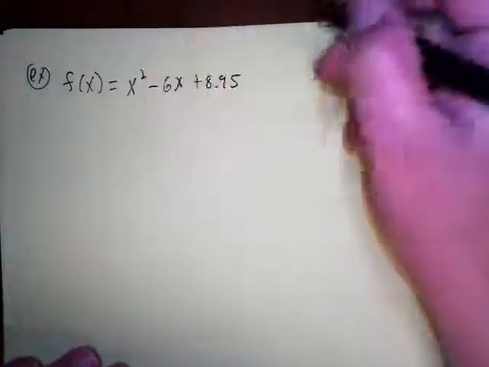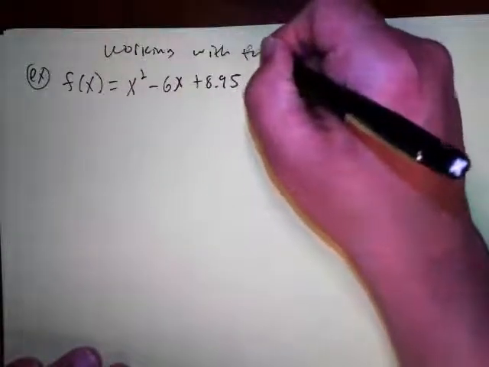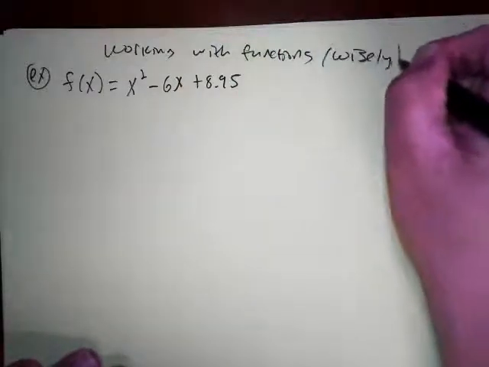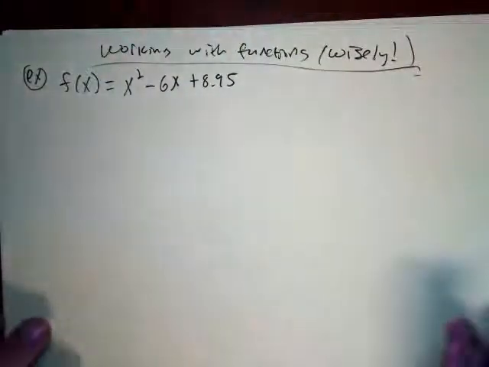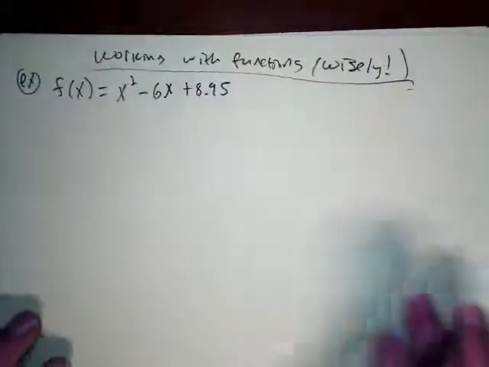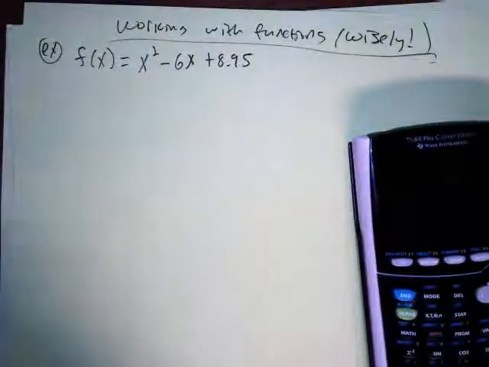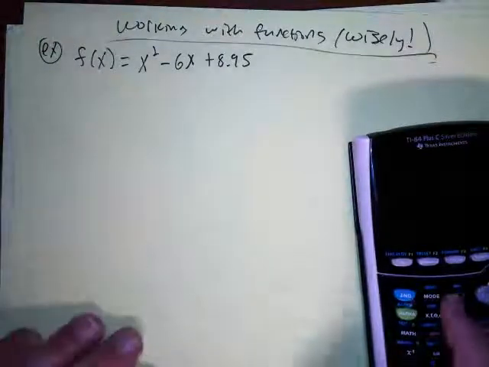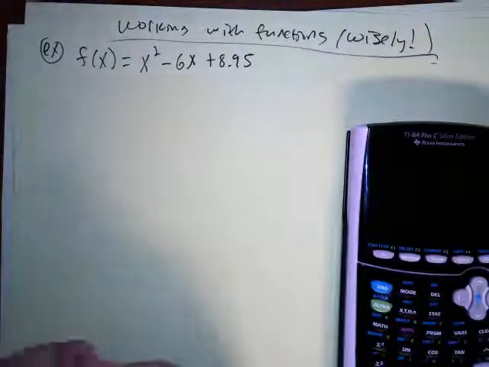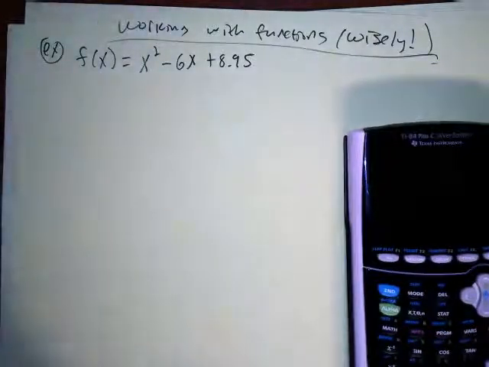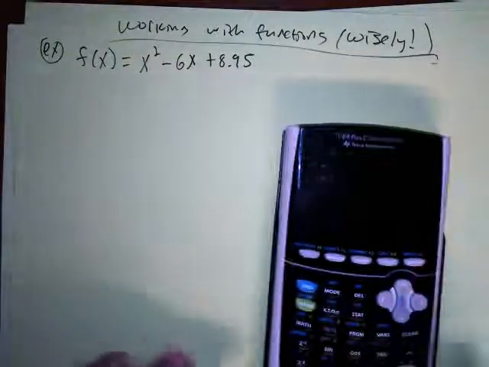And so let's call this working with functions. And now let's put in "wisely." Let's be wise about it, okay? So what do I mean by this? When you are asked questions about this, like maybe graph this, or what is the vertex of this parabola? Or what are the roots? Or when does this equal 0? Or whatever it is, okay?